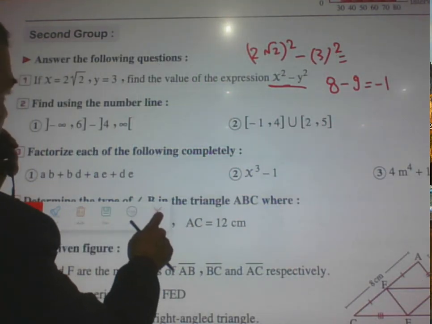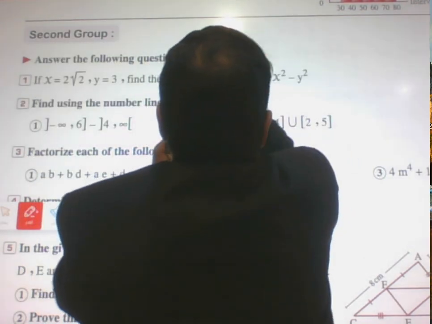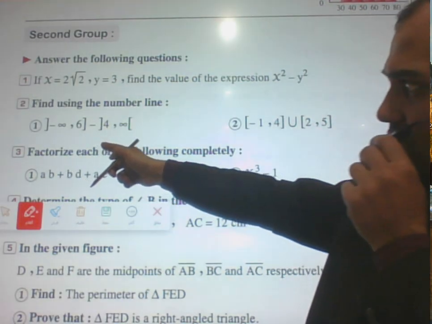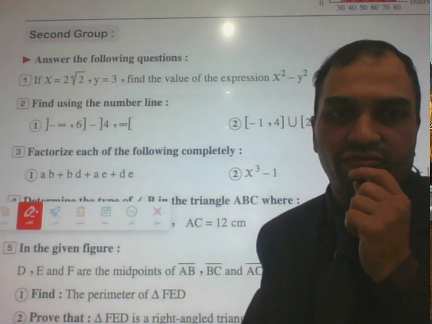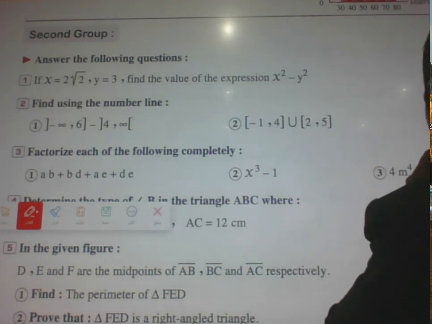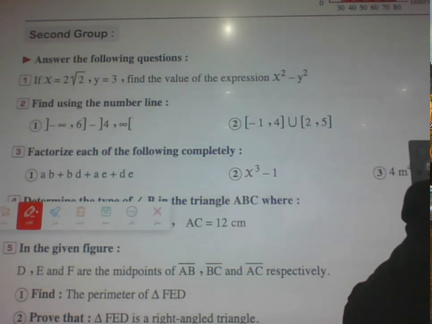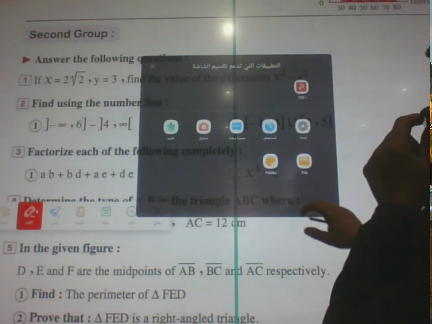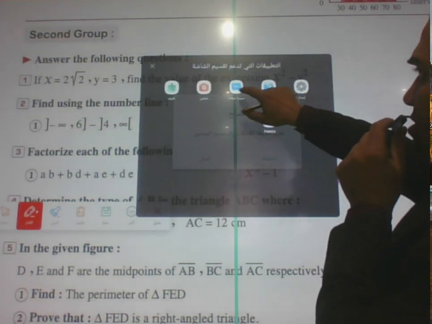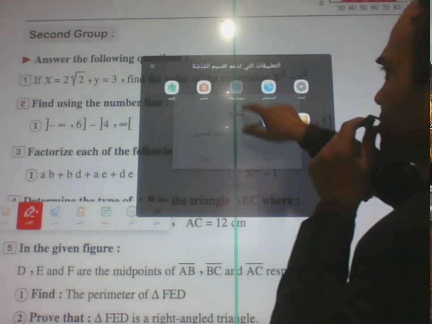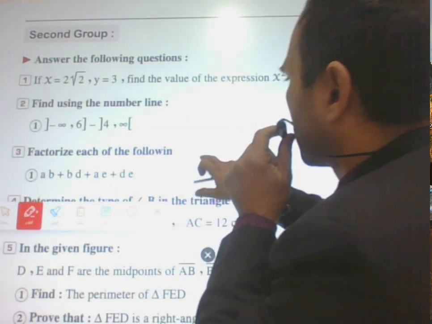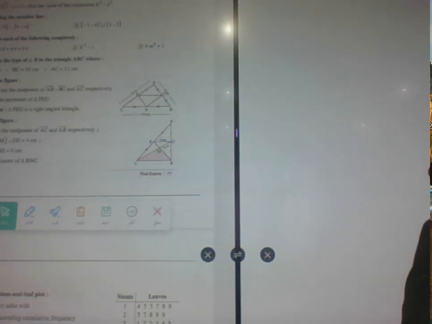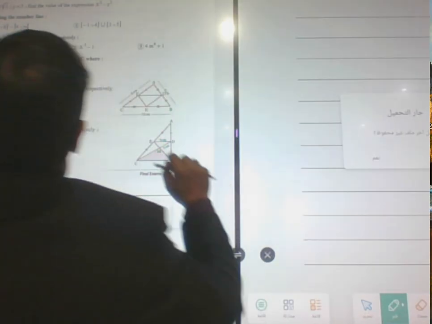Next question here, solve using intervals. We want to find the difference between two intervals. We can draw a number line and then find the solution on the number line like this. I will draw the number line now and write the answer on it. Okay, my students, listen to me. I will draw the number line for these intervals.